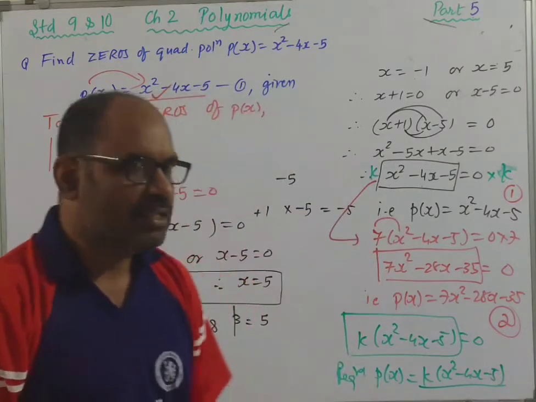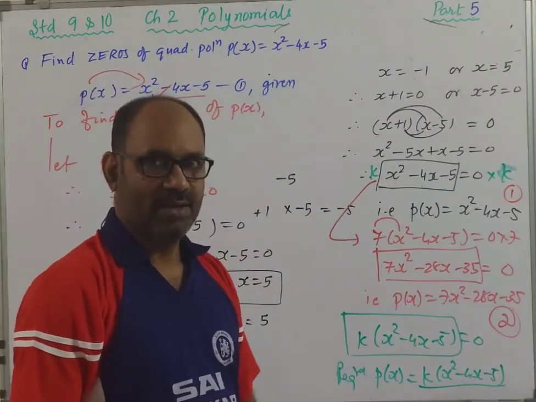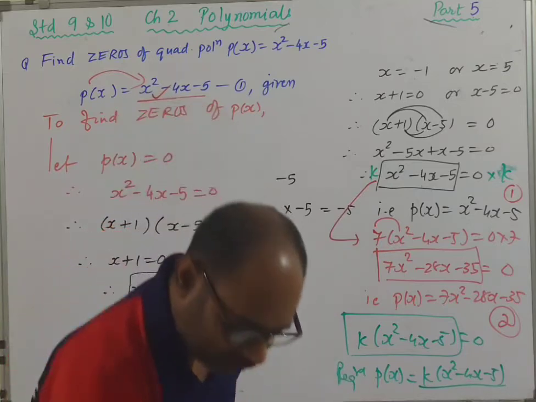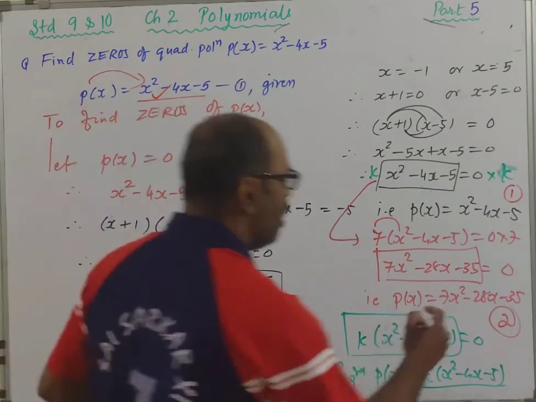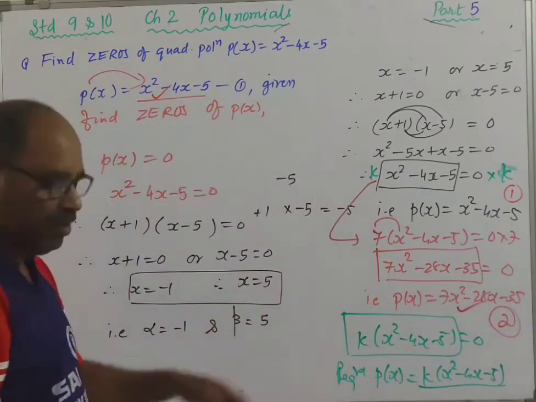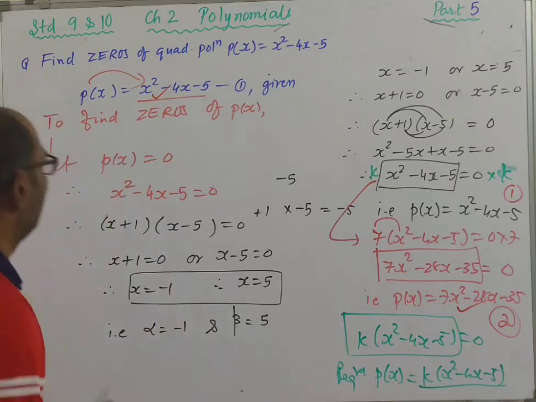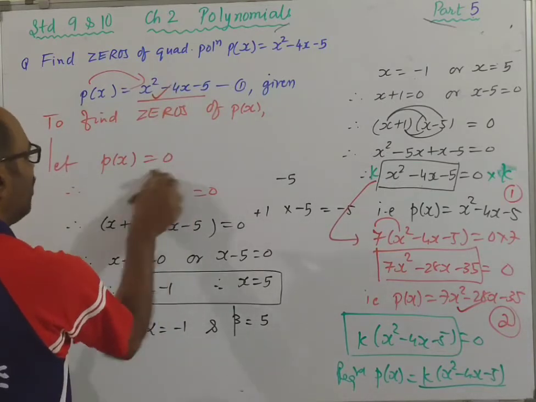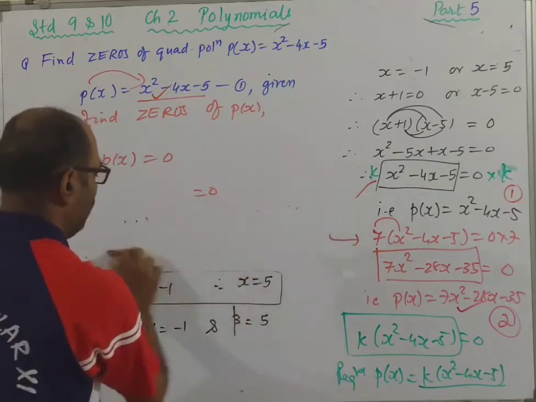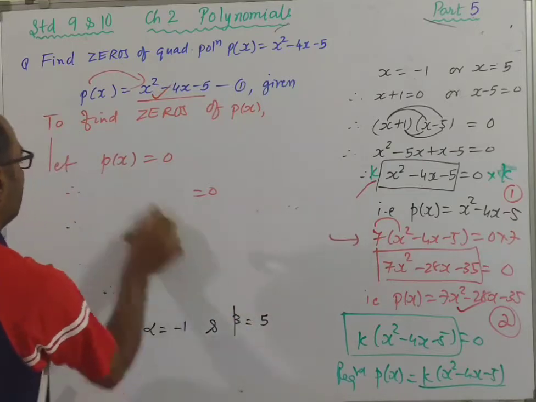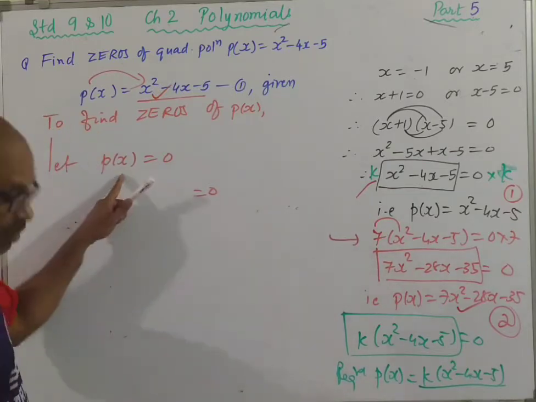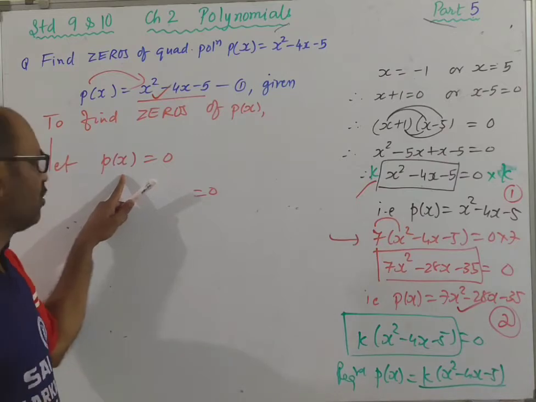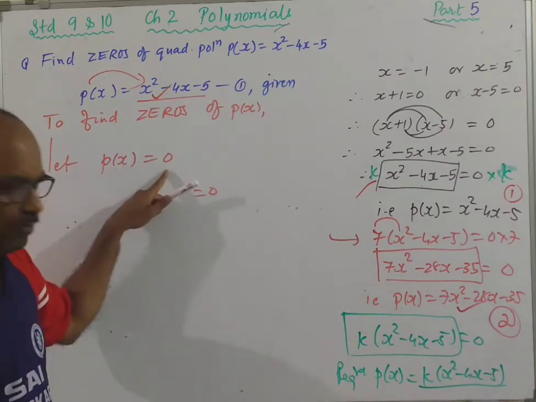Children, in general, how can we write? We will see that. But before that, Sir, how will the zeros of this polynomial also come out as -1 and 5? Let's find the zeros of this polynomial, this is what we have. To find zeros of any polynomial, we have to take p of x equal to 0.